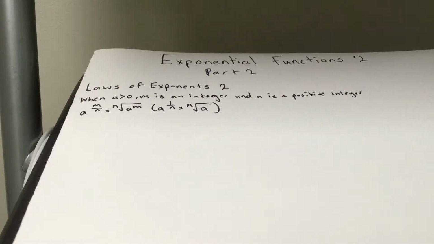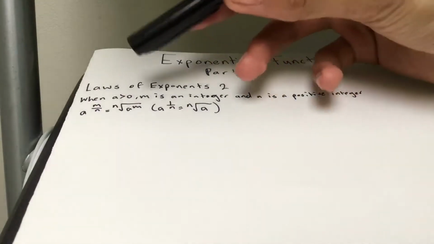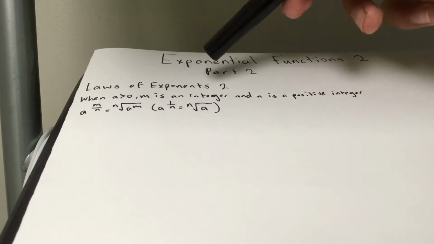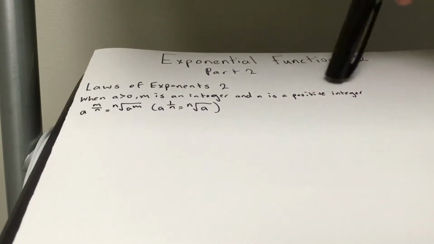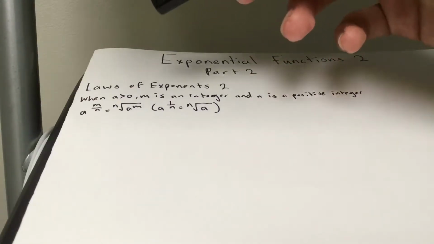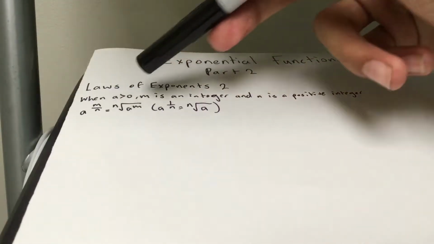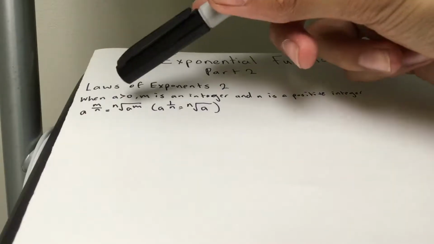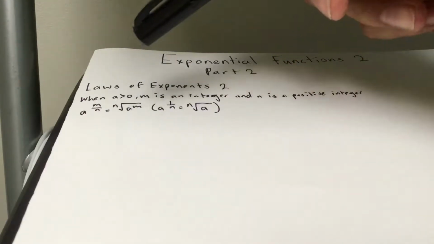Okay, as you see, I've put up a rule. It states that when a is greater than 0, m is an integer, and n is a positive integer, the rule is a to the power of m over n, and also it can be written as the nth root of a to the m.